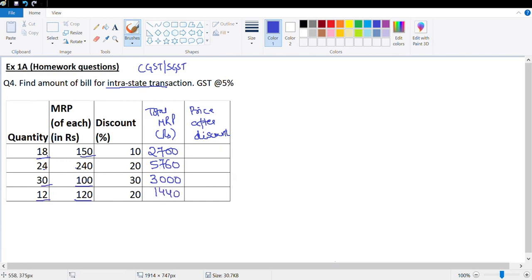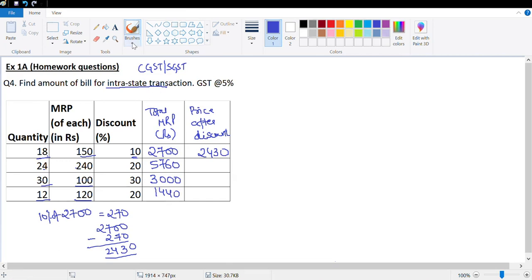Now there is a discount of 10%, which means in case 1, 10% of 2700 is 270, so the discount is 270, and the price will be 2700 minus 270, that's 2430. So the price after discount is 2430.